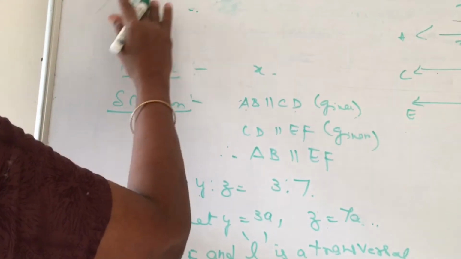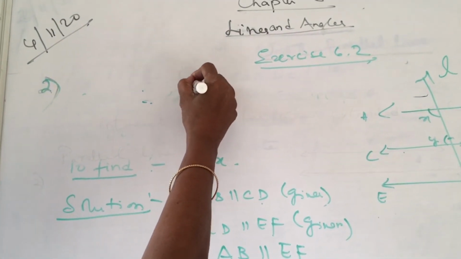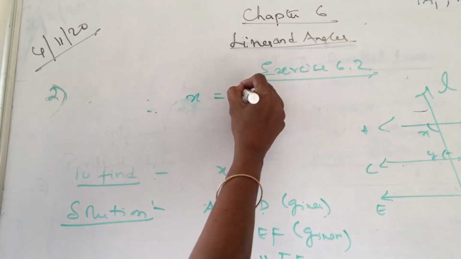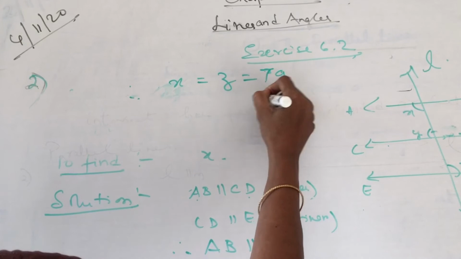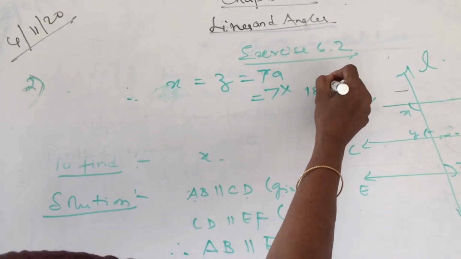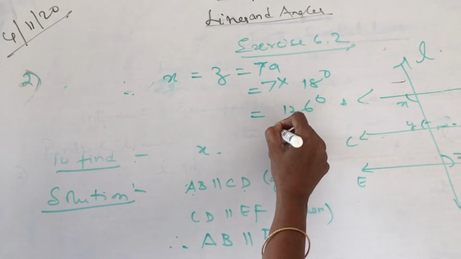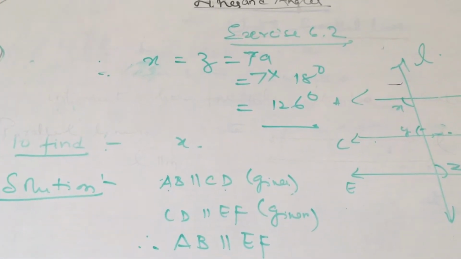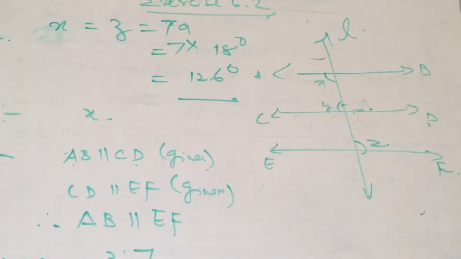Therefore, find X. X is how much? X is equal to Z, which is equal to 7a. 7 into 18 degrees. Yes, 126 degrees is the value of X. Hope you have followed, children. It is only the question of X. It is not find Y. So we stop with X only.